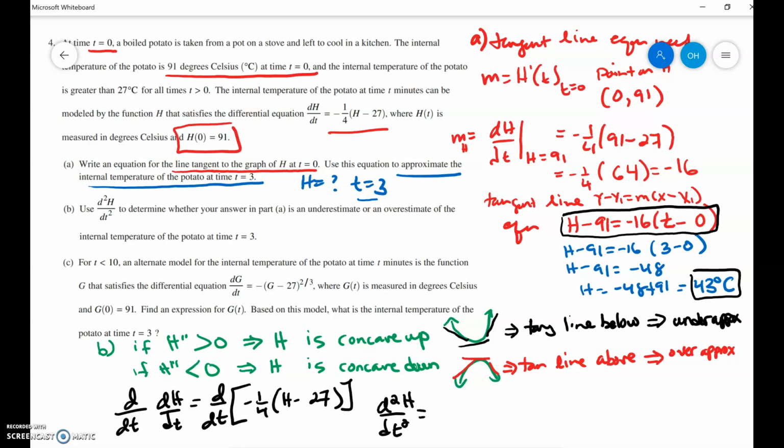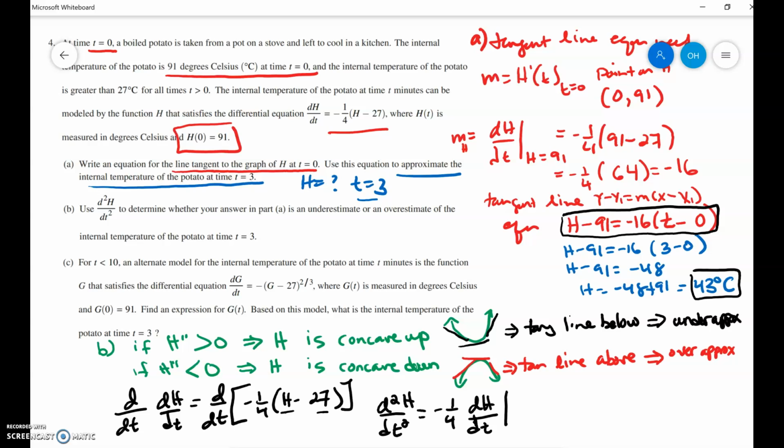is we're going to have negative 1/4. And then I have to take the derivative, because this is just a coefficient, and I have to take the derivative of this and this. And the derivative of h is going to be dh dt. I could put a 1 there if I want, but it's redundant. And then the derivative of negative 27 is nothing. It's 0. So that's my second derivative.